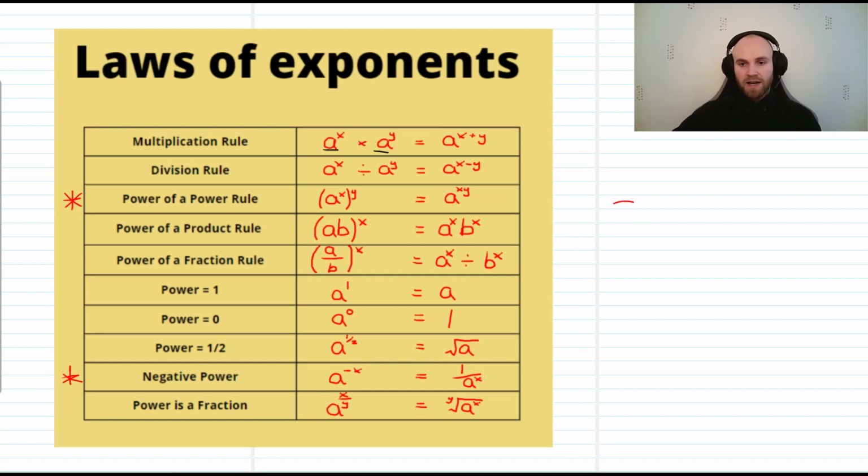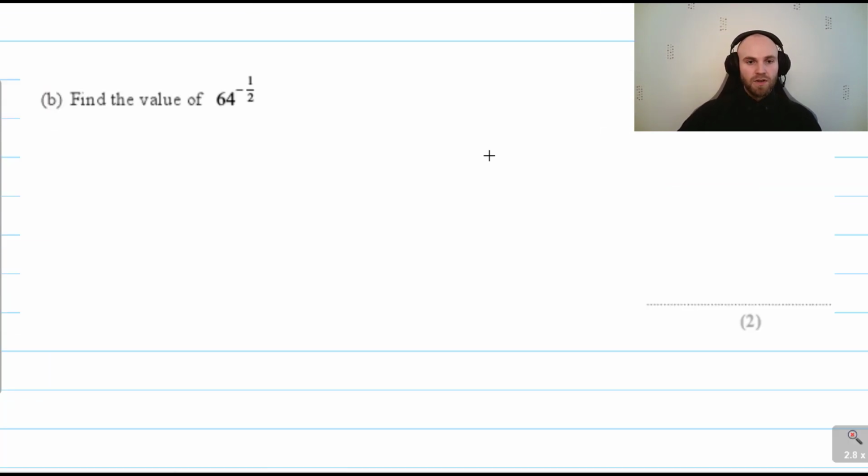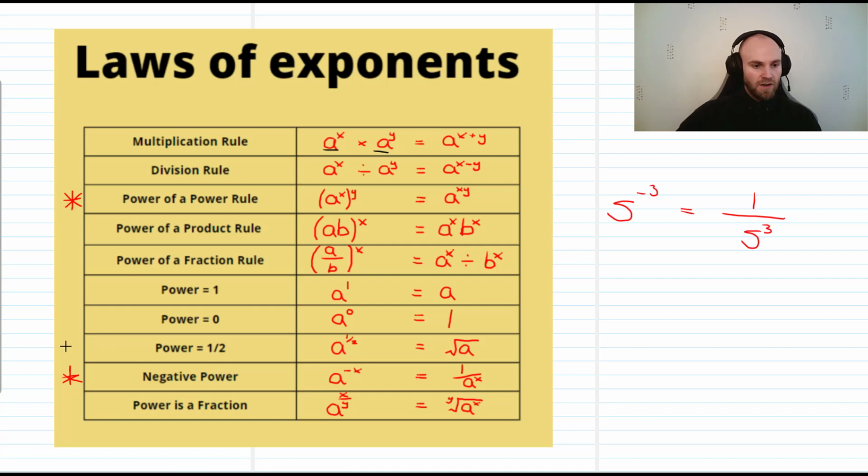So for example, if we had 5 to the power of minus 3, this would equal 1 over 5 to the power of 3, and that 3 would become positive. So we're going to have 64 to the power of minus 1 over 2 equals 1 over 64 to the power of a half. And if you're not sure about this to the power of a half, I'm just going to show you this other rule here that we have.